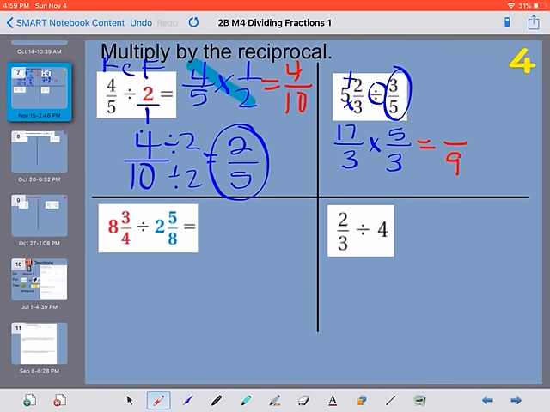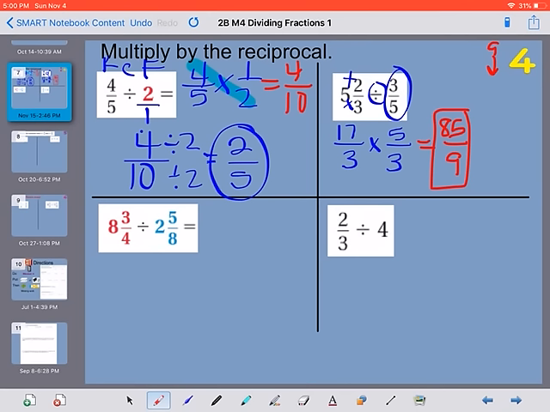3 times 3 is 9. But 17 times 5, I would use my multiplication table to figure that one out. So I would find 17, find 5, and follow them. We get 85. So now this is our answer. However, we need to simplify that. So I'm going to find 9 on my multiplication table and follow it down to figure out how many times does 9 go into 85.